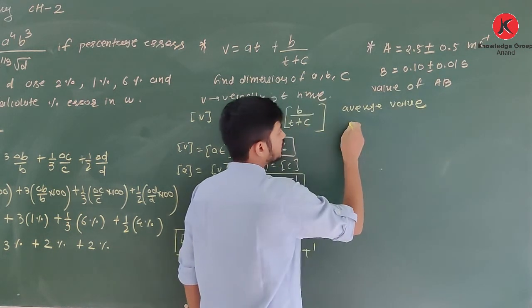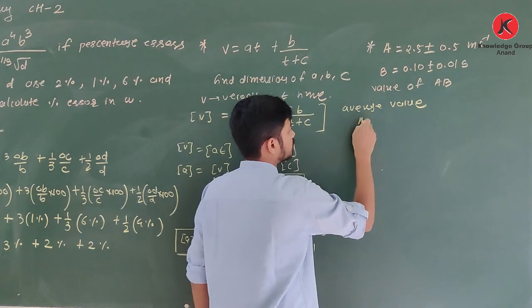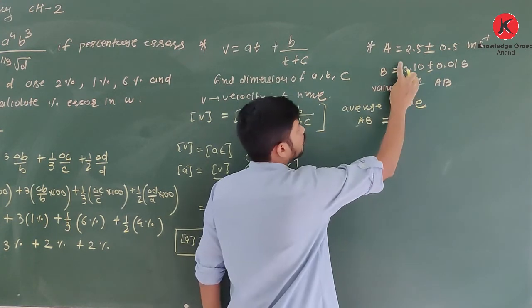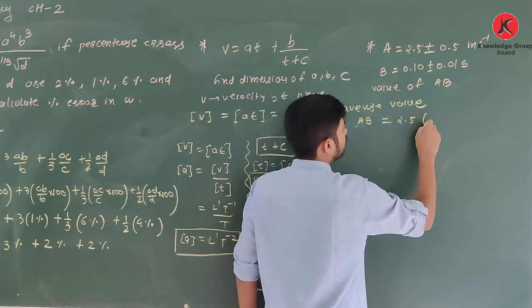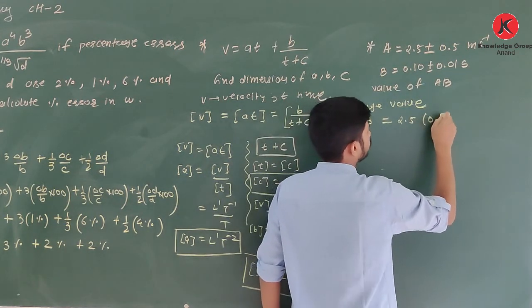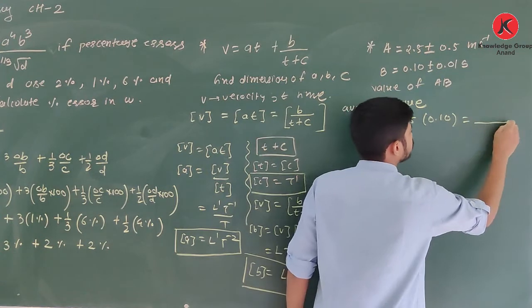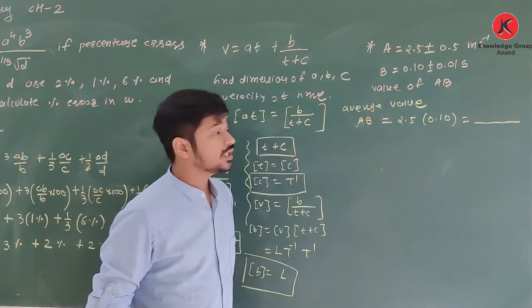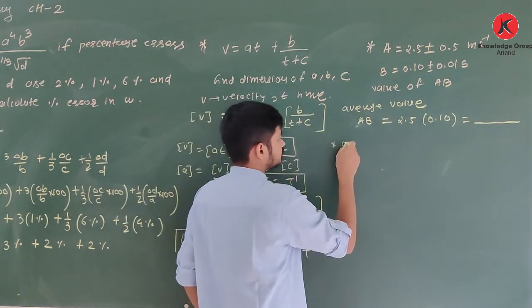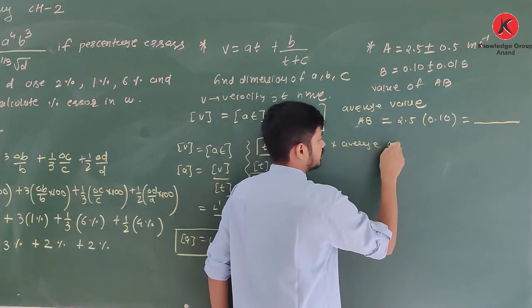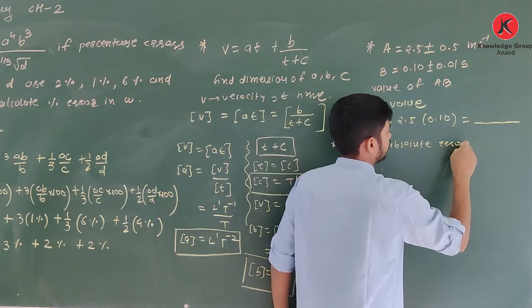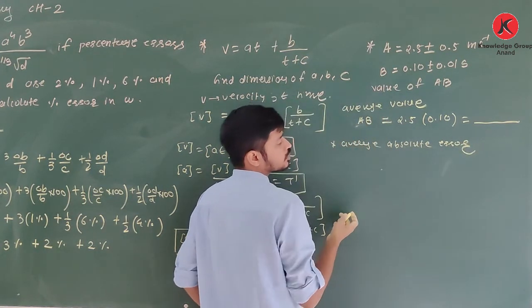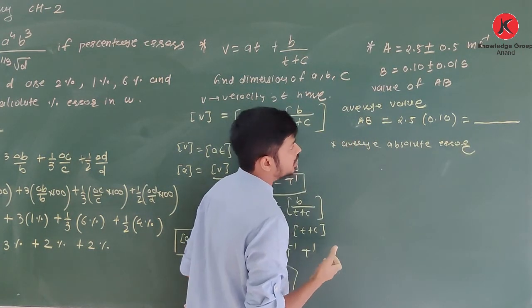Finding the average value is simple. AB is equal to the average value of A, which is 2.5, times the average value of B, which is 0.10. Clear? So you will get the average value that you have to find. Then how to find the average absolute error?